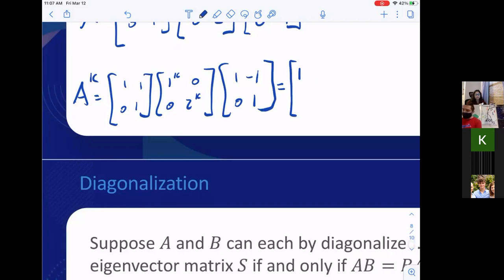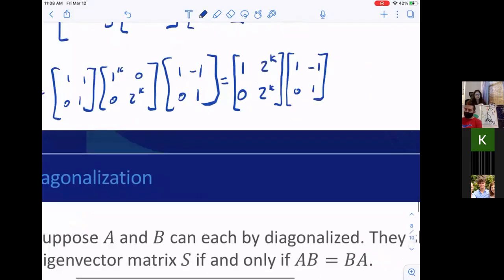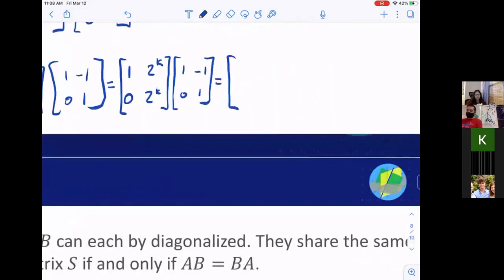First row times the second column will give me 2 to the K. Second row times the first column will give me 0. Second row times second column will give me 2 to the K. And then multiply those two, and I have 1. I'll have a -1 plus a 2 to the K, sorry. So 2 to the K minus 1. And then a 0, and then a 2 to the K.